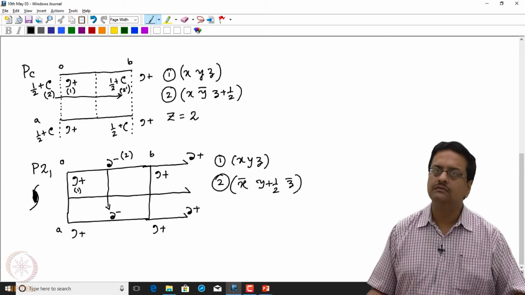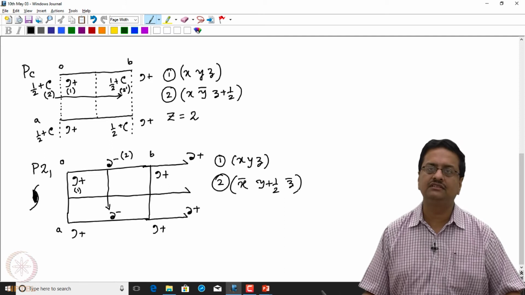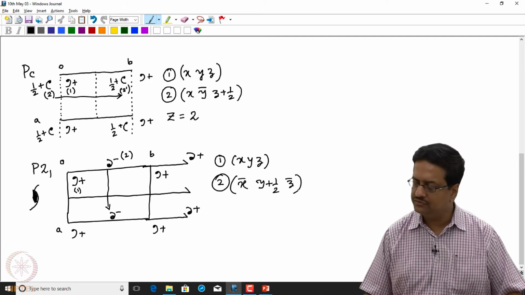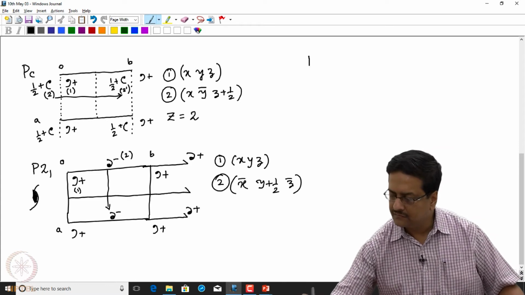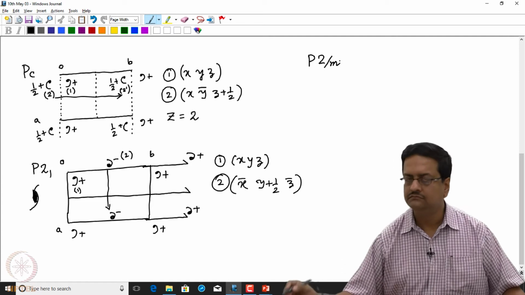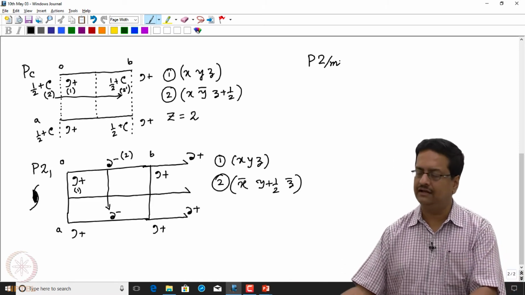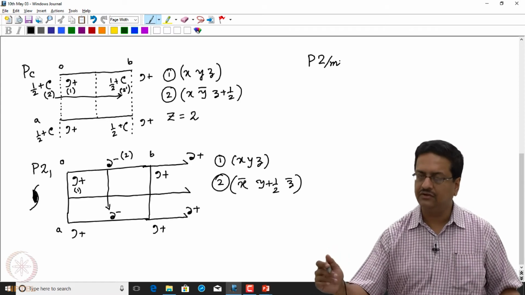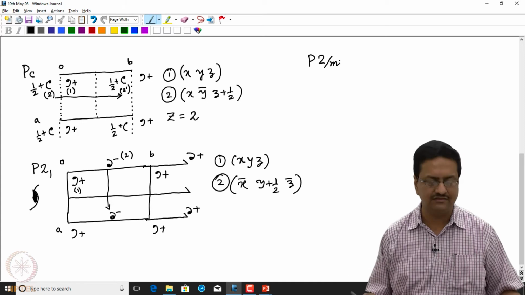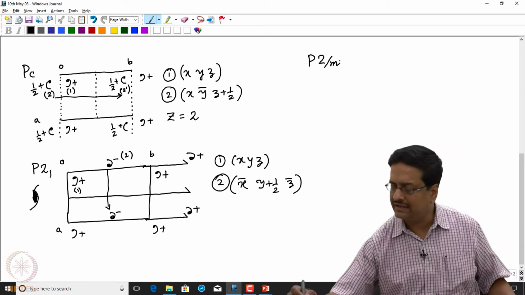Now we would like to see a centrosymmetric space group, which is P2/m. In case of P2/m, what we have is a twofold along the b or the y axis and a mirror perpendicular to b or the y axis.